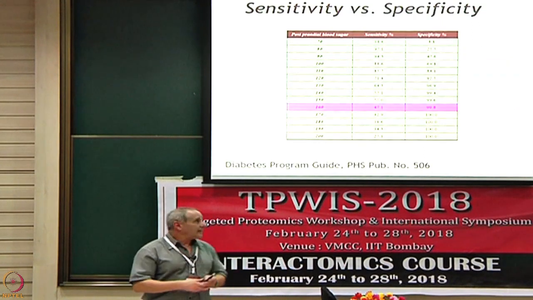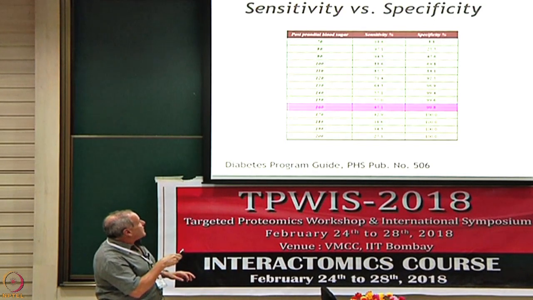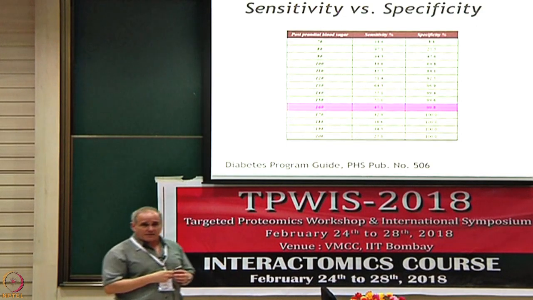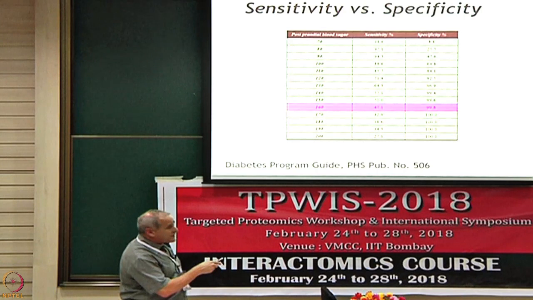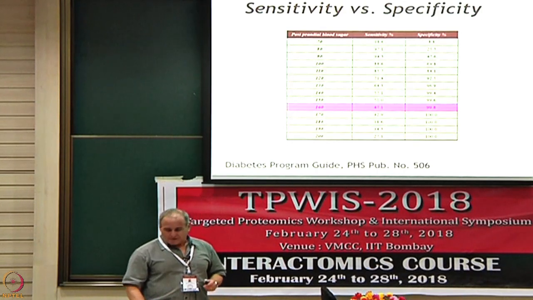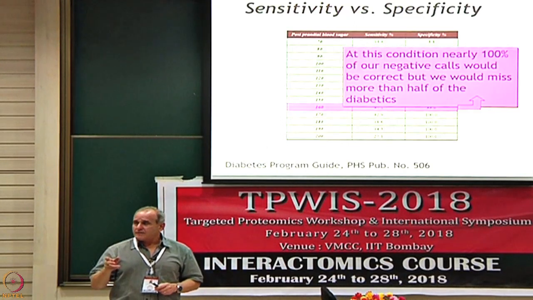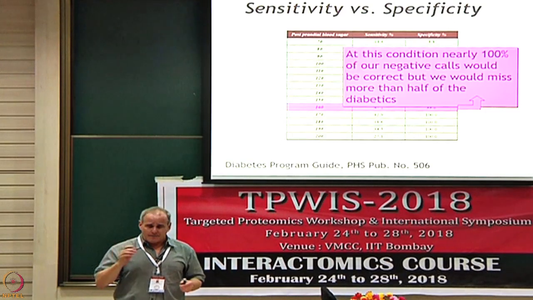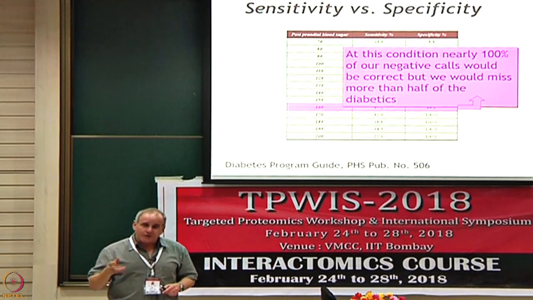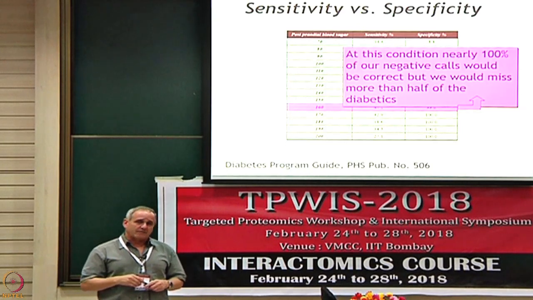Okay, by comparison, that was too lenient. You allowed too many people in. Let's set a more strict number. Let's say it's 160. All right. So now the sensitivity is 47%, but the specificity is 99%. Okay. So what that means is that if you make a negative call, if you say that they don't have diabetes, you're going to be almost always right. 99% of the time, you're going to be correct. But you're going to miss half the diabetics. You're going to miss half, so you're going to have a lot of false negatives.